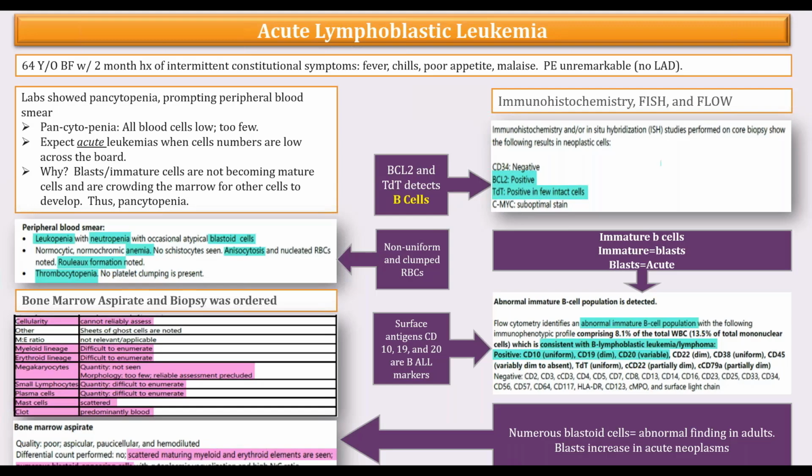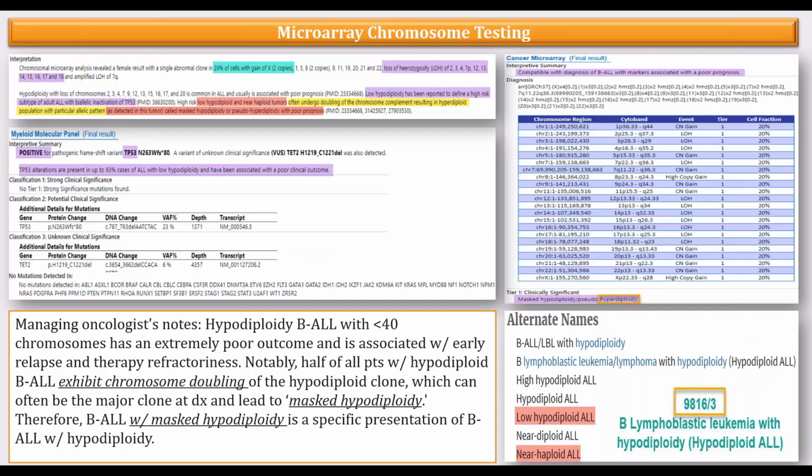Now they do genetics. So there's a loss of a single abnormal clone in 20% of cells with a gain of X or 2 copies, and a loss of heterozygosity of 2, 3, 4, 7p, 12, 13, 14, 15, 16, 17, and 18. Hypodiploidy defines high risk in ALL with inactivation of TP53.